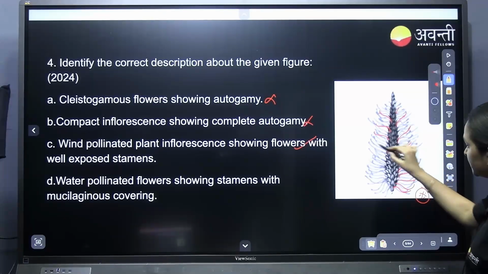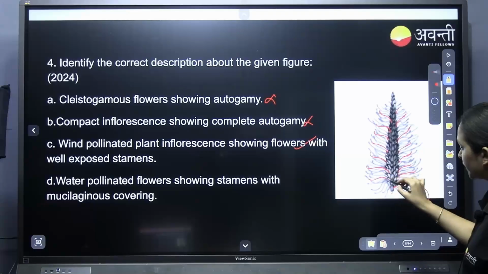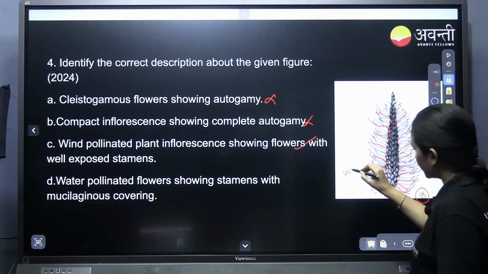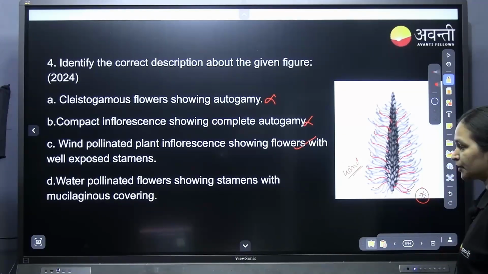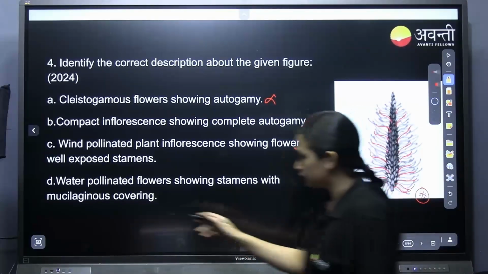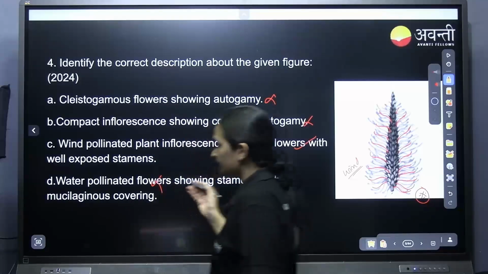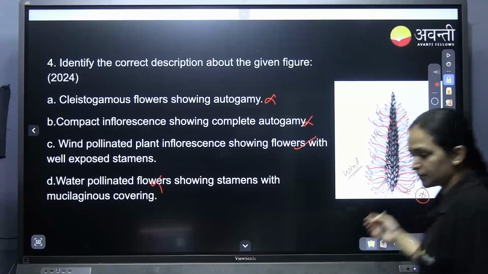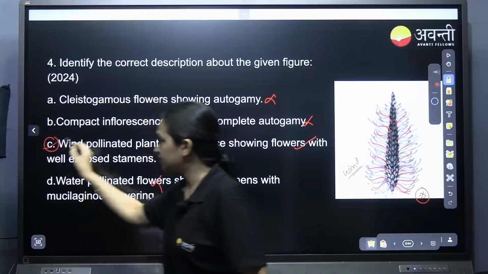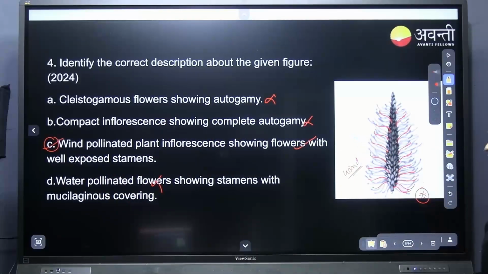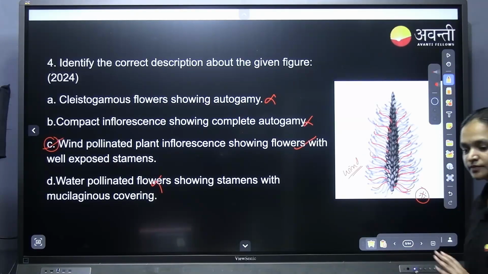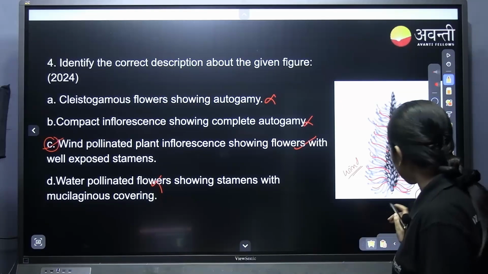So for the air or the wind to carry the pollen grains, definitely true. Water pollinated flowers showing stamens with mucilaginous covering? No, this is also false. Such an easy question, right? Within just 10 seconds we can mark the answer. It was asked in 2024.